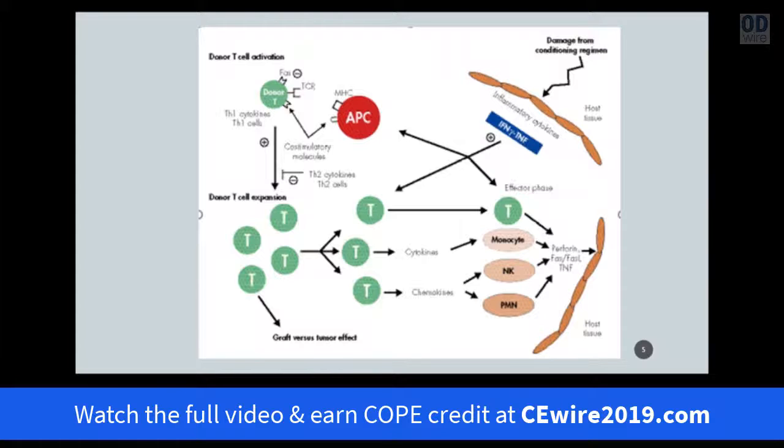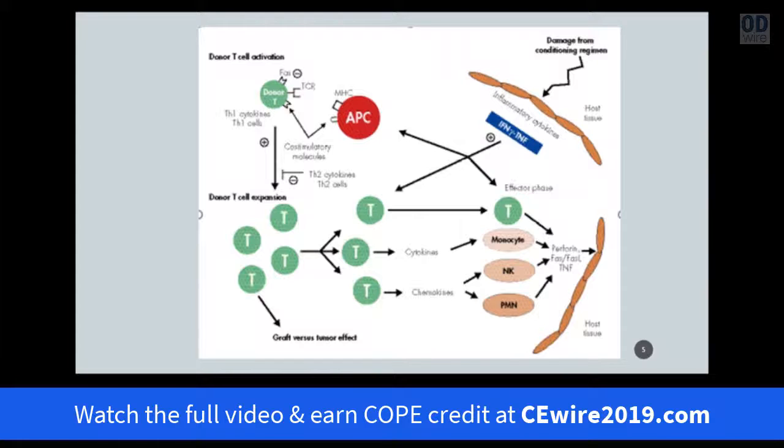The third phase is the effector phase, and this is a complex process. It involves both innate and adaptive immune responses, and it involves the synergistic interaction of cytokines and pro-inflammatory cells produced during the first two phases.